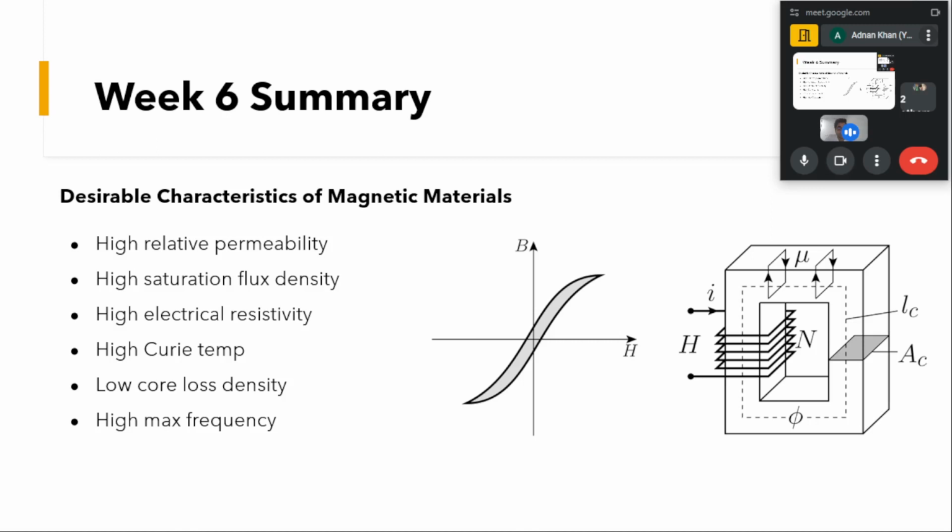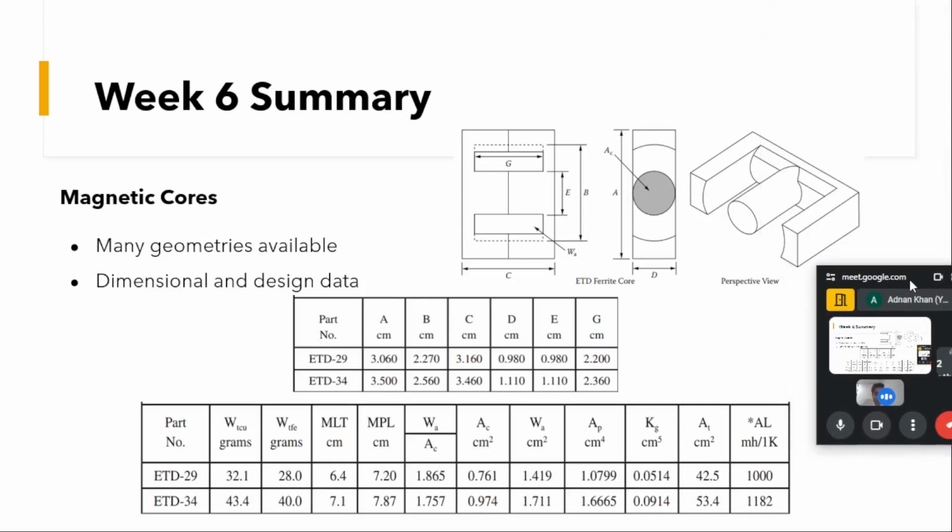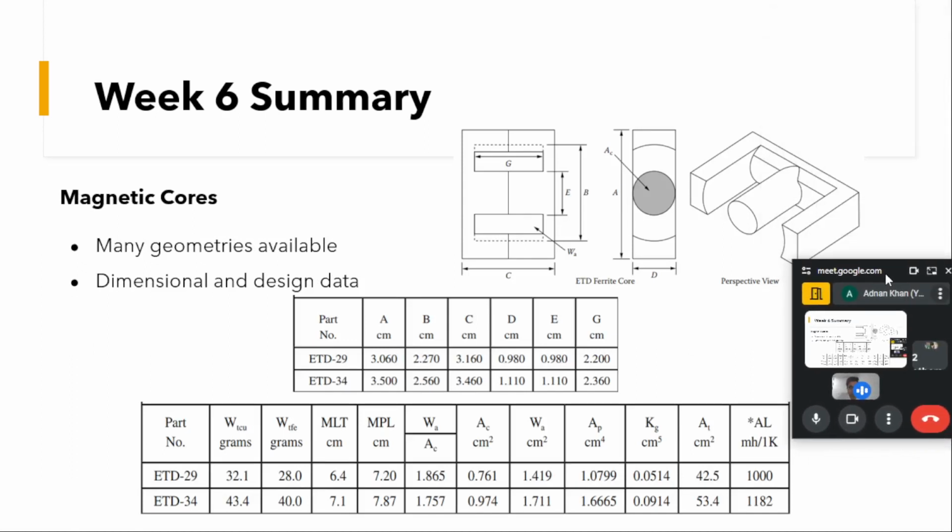So this was about the characteristics that we want for our magnetic materials. After that, what we see is that we have different types of cores.